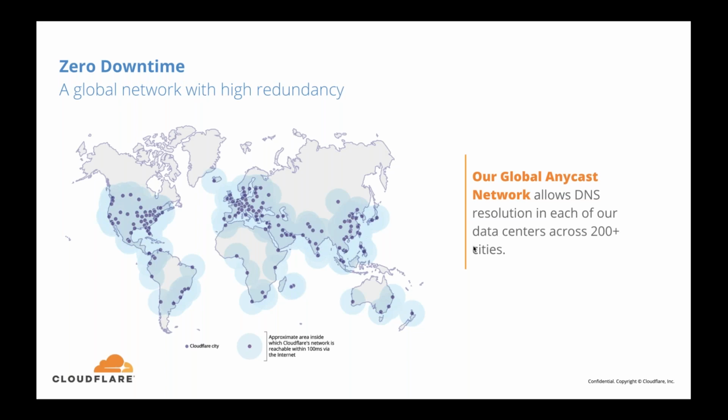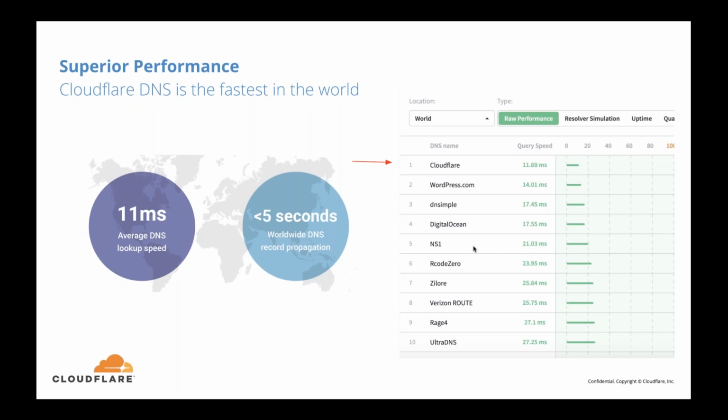This is where our global Anycast network differentiates us. With over 200 nodes serving DNS queries, it has allowed us to stay online and has kept us from having a global outage for DNS in the last 6 years. As I mentioned, we do resolve DNS queries in each one of our data centers. And not only does this improve redundancy, it is also the reason why our customers benefit from superior performance. Our Cloudflare Edge delivers 11 millisecond DNS lookup speed on average, and DNS record changes propagate in under 5 seconds to all 200 plus cities.